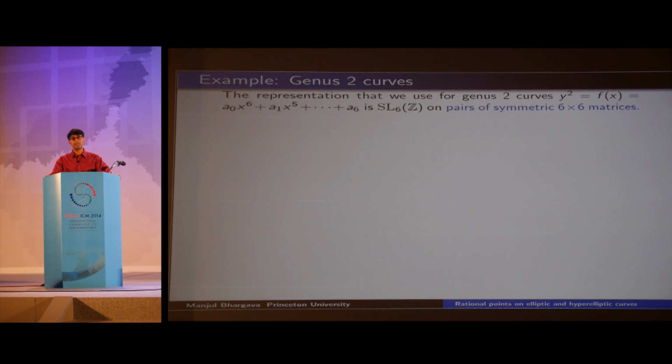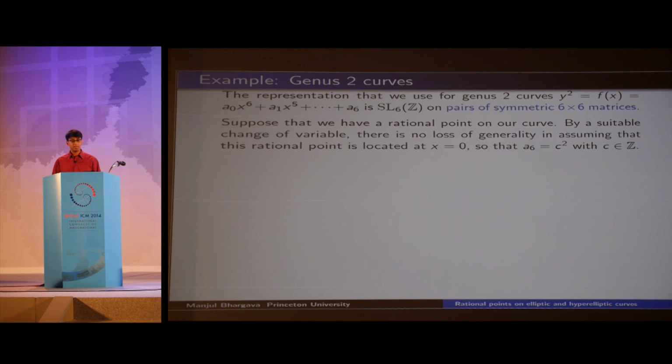So you multiply on the left and on the right by the transpose, on both of them. Okay, so how are we going to map? We're going to map rational points to pairs of symmetric 6 by 6 matrices. Rational points on y squared equals a degree 6 polynomial. We're going to map such rational points to pairs of symmetric 6 by 6 matrices as follows.